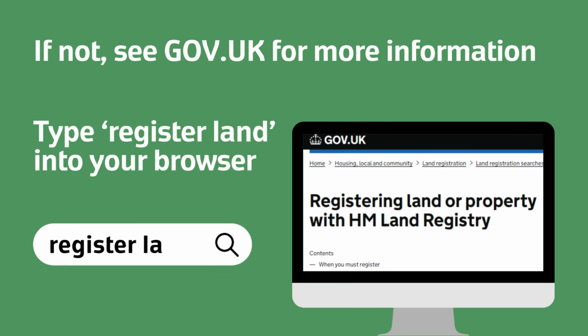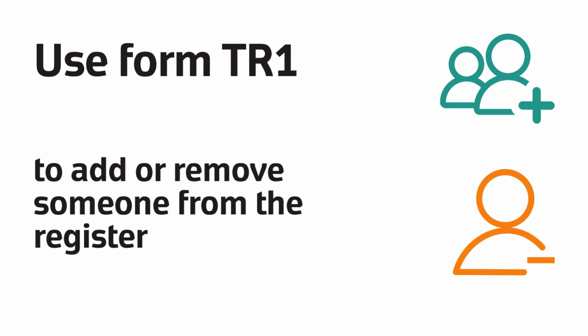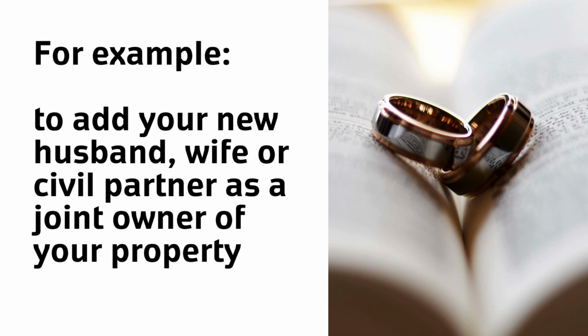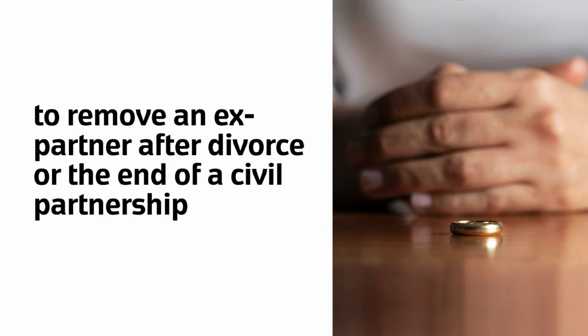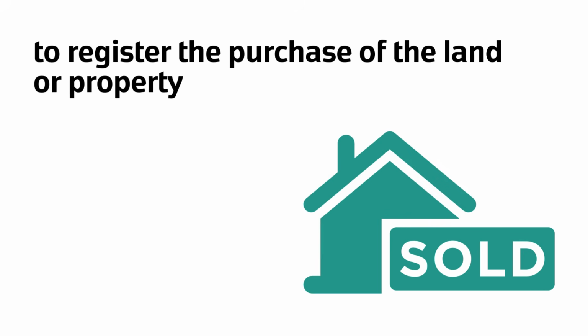Type Register Land into your browser. You can use Form TR1 if you want to sell the whole of your property to someone else or add someone else's name to the ownership. For example, if you have married or entered into a civil partnership and you want to make your spouse or civil partner a joint owner, or if your relationship has broken down and the property needs to be transferred to just one of you, or to register the purchase of the land or property.